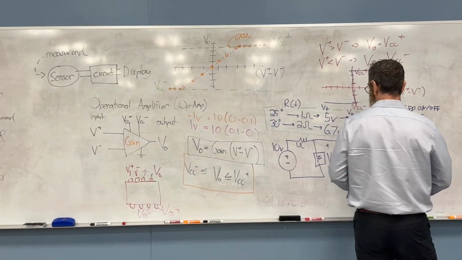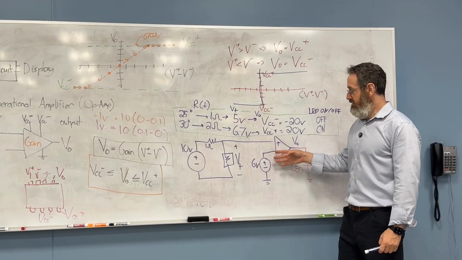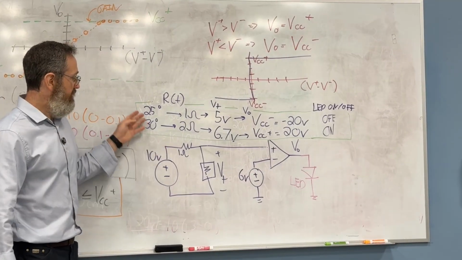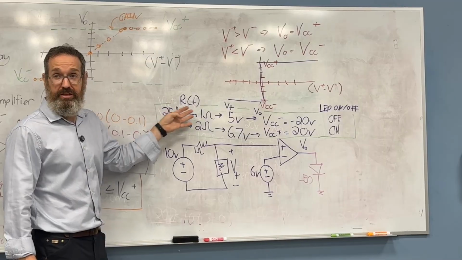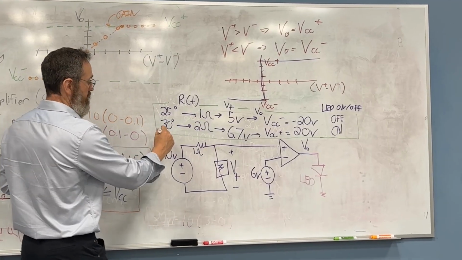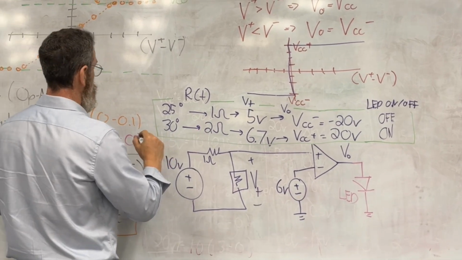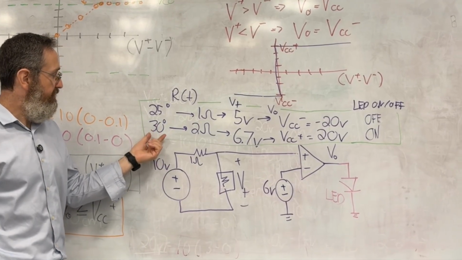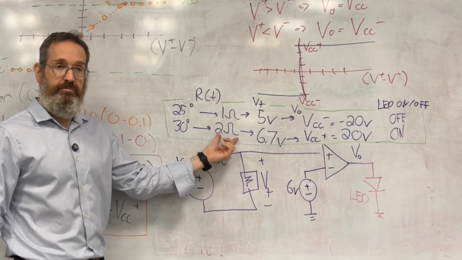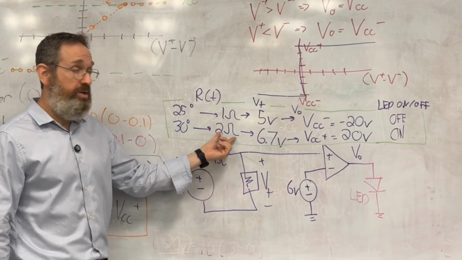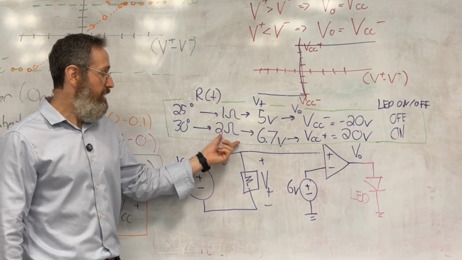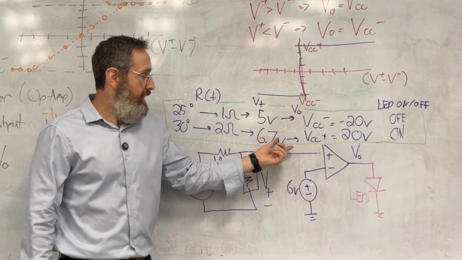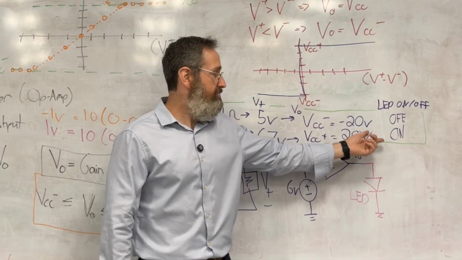Now, the question, of course, is, well, what about additional values? Let's think about it. Let's say that at 35 degrees, it was 3 ohms. Now at that point, the voltage here will be something bigger than this value. And so VCC plus will still be positive, and so the light will still be on.